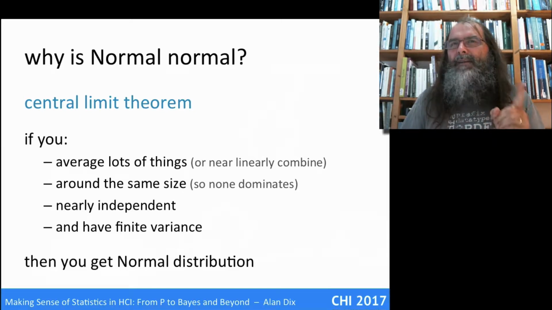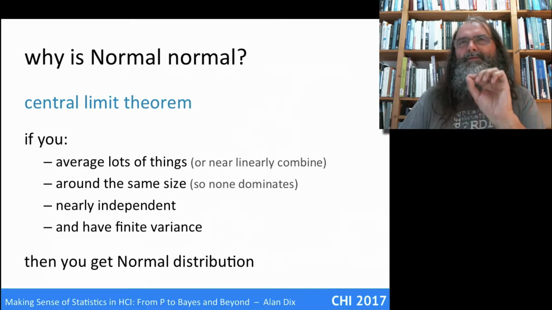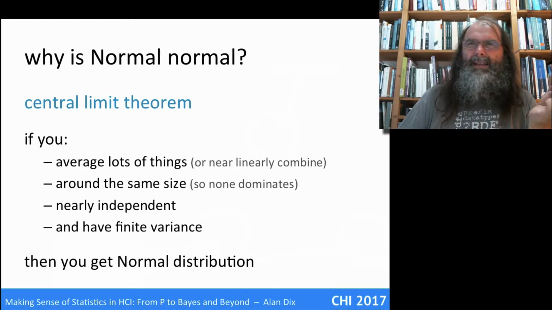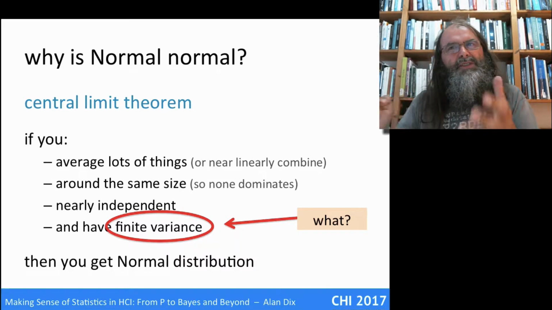And they have finite variance, which if you've heard of the word, you'll sort of understand it. But then finite variance, what the heck does that mean? Then you get a normal distribution. So you can sort of see these things.